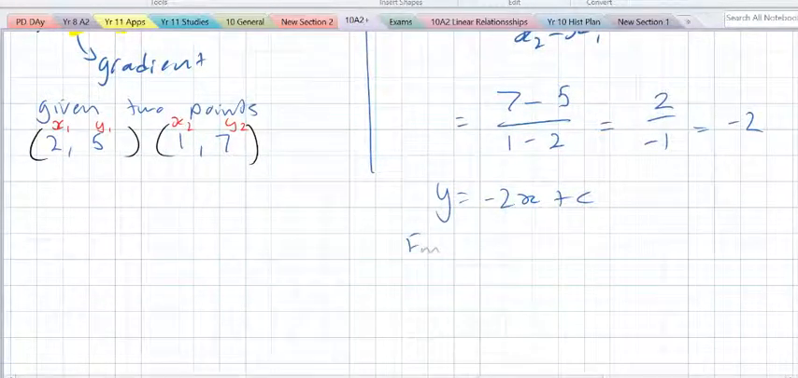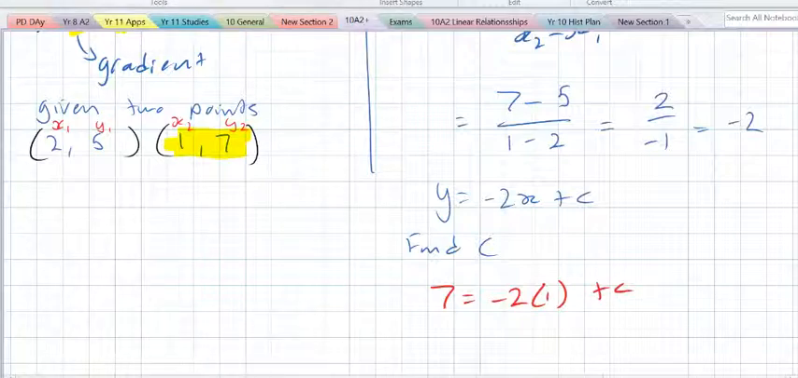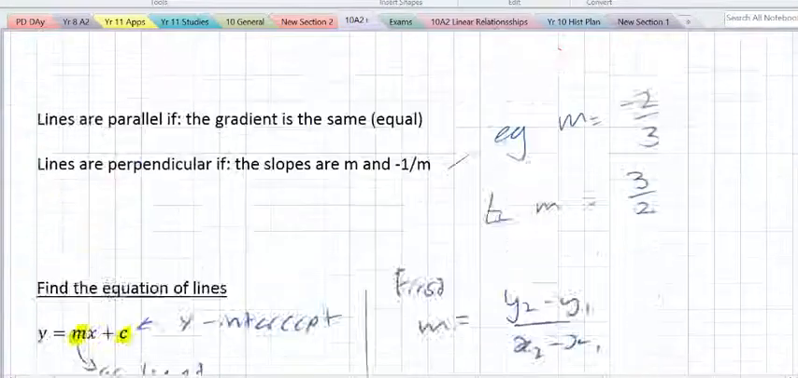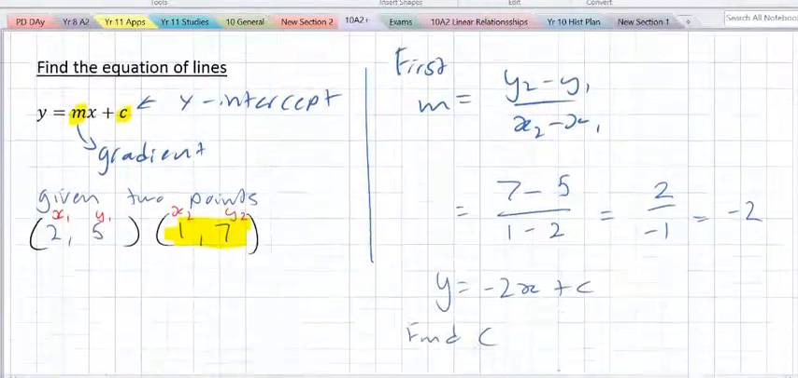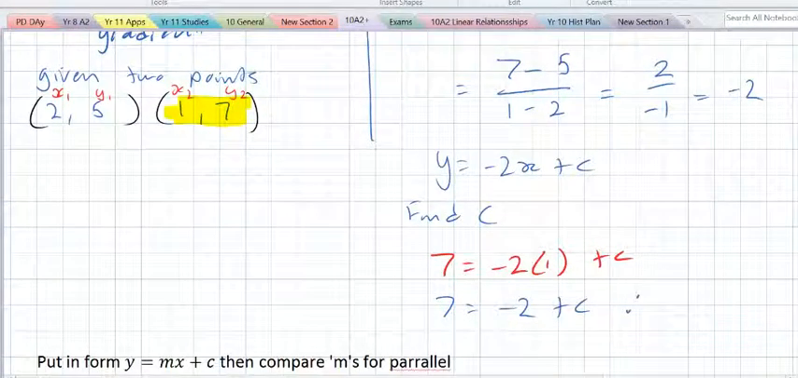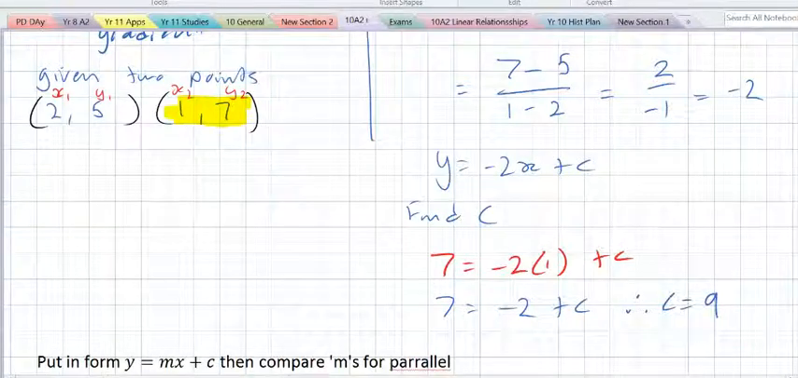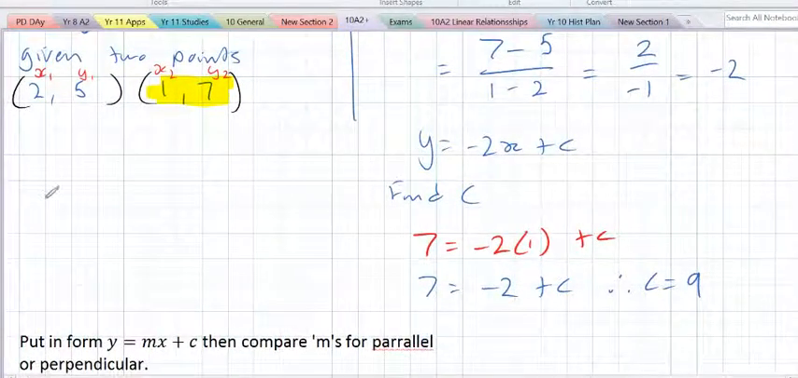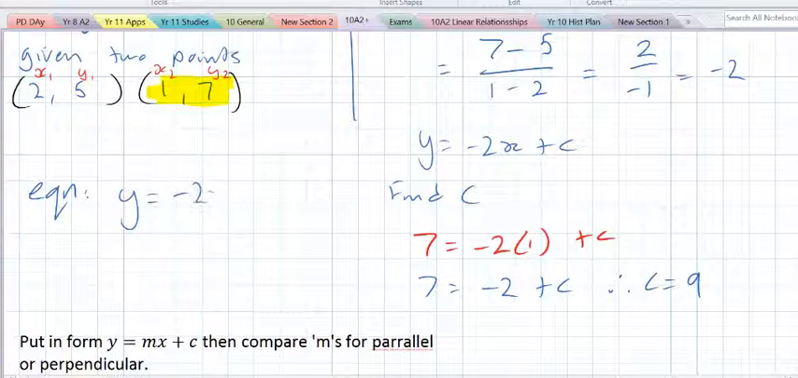You use this one here. It actually doesn't matter which point we use, but we substitute that in. So where y is 7, 7 equals minus 2 lots of 1 plus c. 7 equals minus 2 plus c. Therefore, c equals 9. Our equation is y equals minus 2x plus 9.